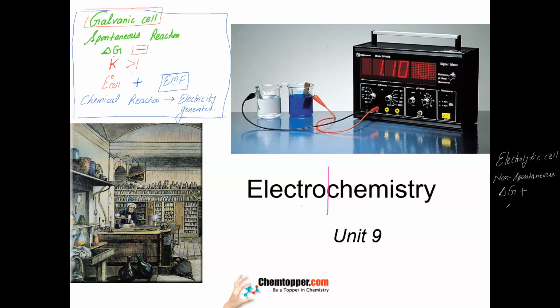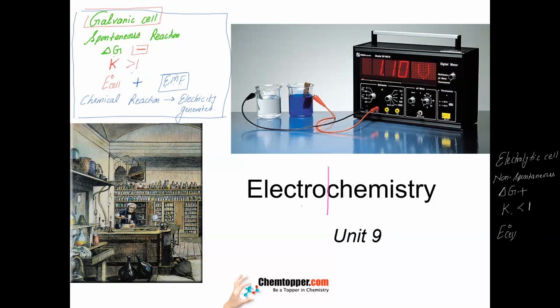And for a non-spontaneous reaction, the value of K, are products more or less? K is less than 1. Why? Because products are less and reactants are more. So it's a non-spontaneous reaction. Delta G is positive, K is less than 1. Now we are going to learn about E cell for a non-spontaneous reaction.